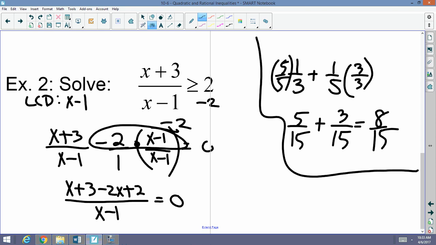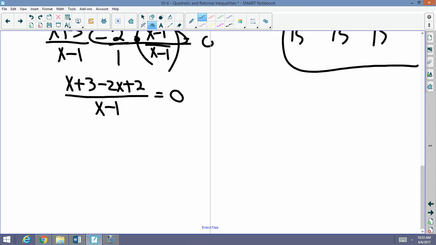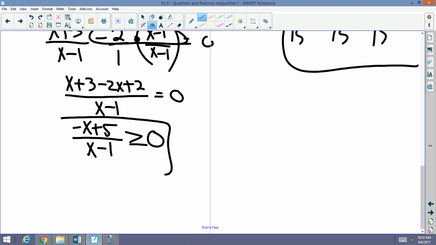Is everyone with me? Yeah, but we're setting it equal to just to find the values. I don't worry about the greater than or equal to until the end when I'm testing. Is everyone with me here, guys? Okay, so then this is going to be negative x plus 5 over x minus 1. Now I have my inequality.